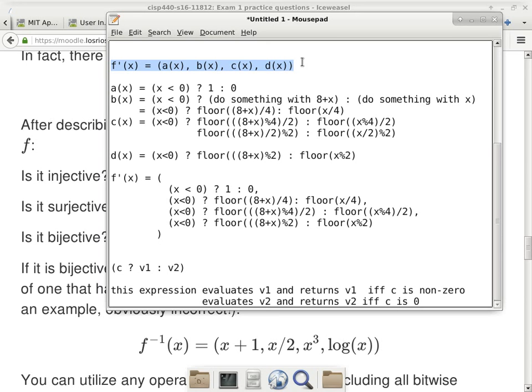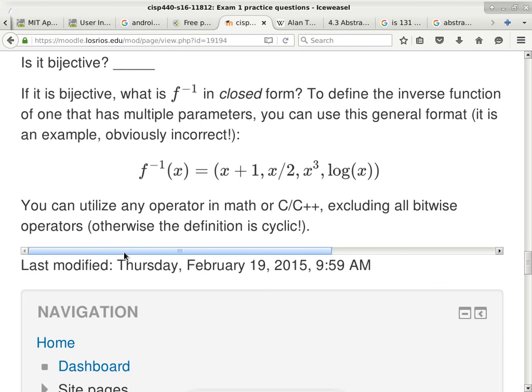So in future reference to test questions, are we allowed to use C notation, C++ notation, even if it's not explicitly stated, if it seems like it would help us answer it? It would be good to ask me first, but yes, you can make that assumption. Because this one explicitly states that you can utilize any operator in math or C and C++, excluding bitwise operators.